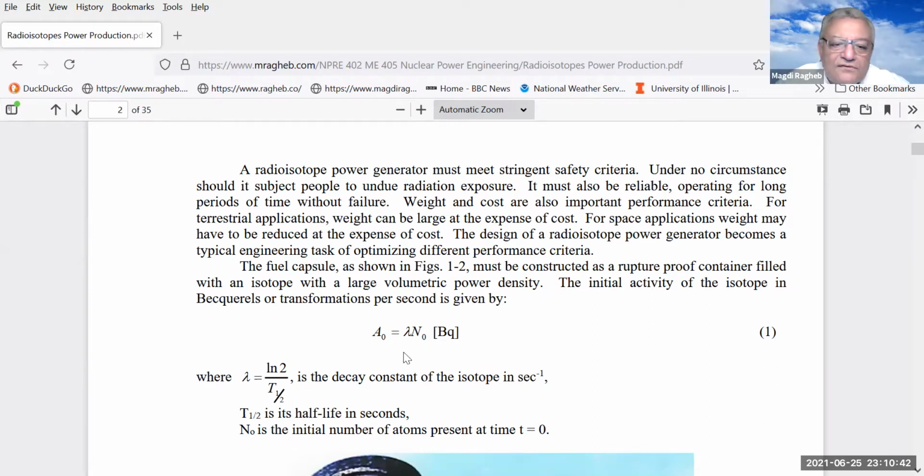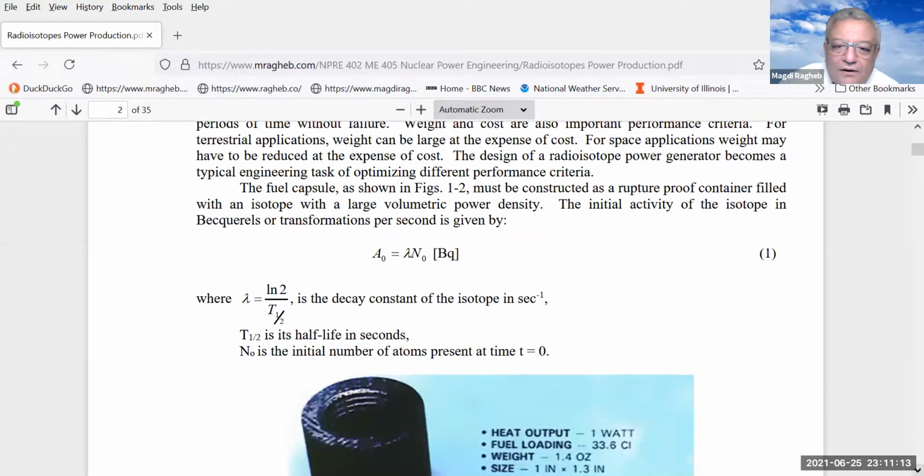N sub 0 is the initial number of atoms, and we can calculate this from Avogadro's law again. We keep coming back to Avogadro's law, which tells us that N sub 0 would be the mass of the isotope, G sub 0 in grams, divided by its molecular weight. That gives us the number of moles, and each mole contains Avogadro's number, 0.6 times 10 to the 24th power, of atoms, nuclei, or molecules per gram molecular weight.